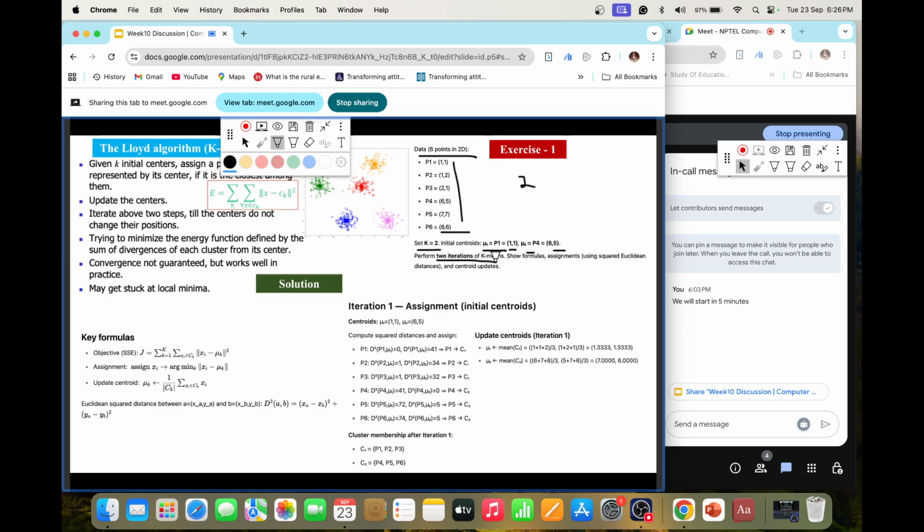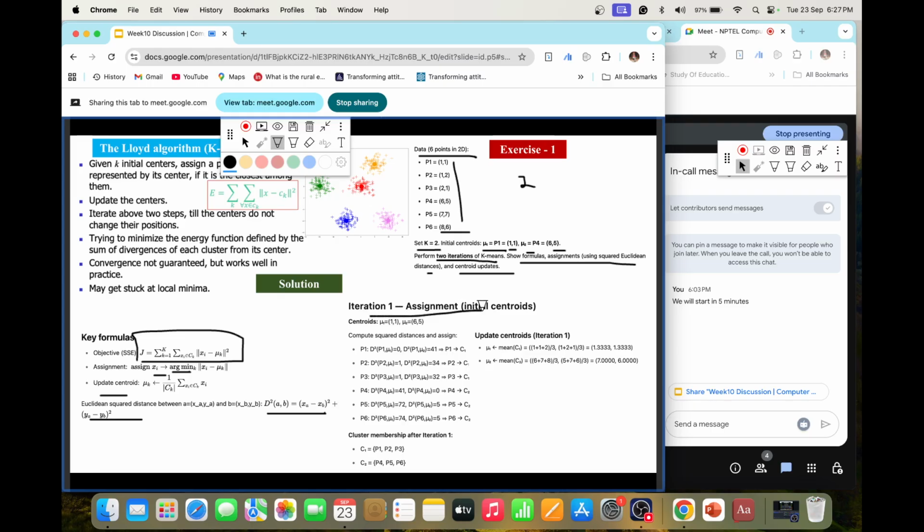Perform 2 iterations of k-means, show formulas, assignments using squared Euclidean distances, and centroid update. Okay, the key formula I have already told you: we have to compute this J, that is the objective function. We have to assign each point to a center based on the minimum distance, and then we have to update the centroid. And this is the formula of Euclidean distance that I have already told you: (x2 minus x1) squared plus (y2 minus y1) squared. Here, as we are taking the square of Euclidean distance, d squared will not have any square root. So these are the key formulas.